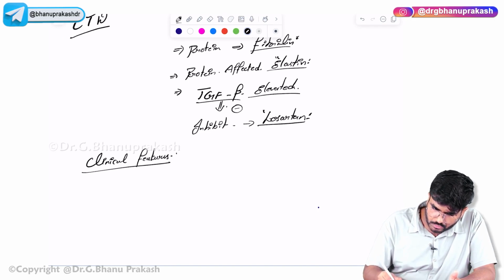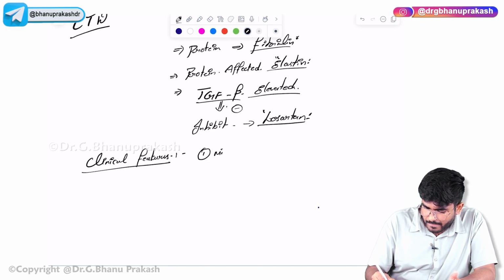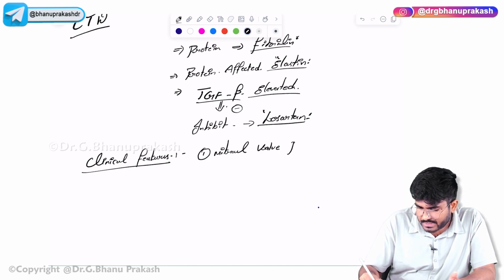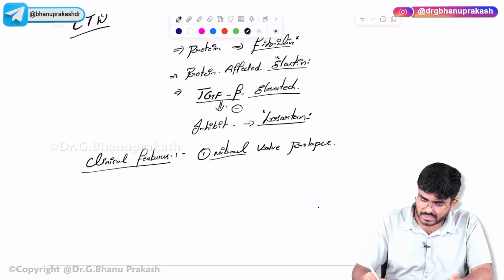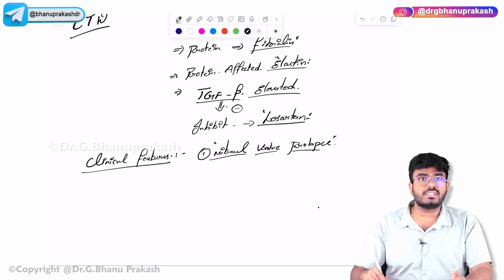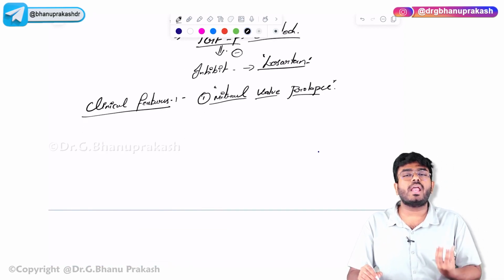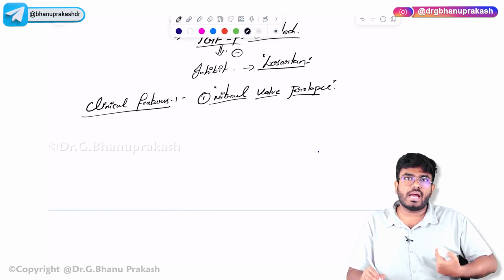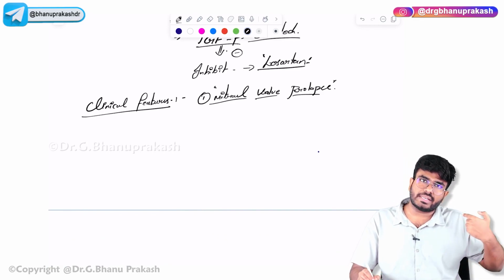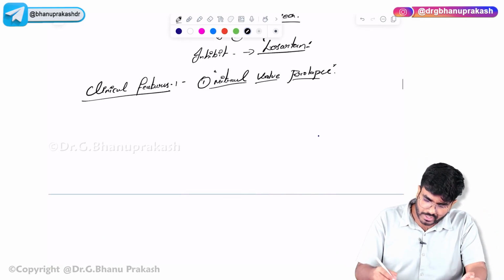Clinical features are going to be, first, mitral valve prolapse. One of the most important causes of mitral valve prolapse is Marfan syndrome. The mitral valve, which is present on the left side of the heart, is going to prolapse into the left atrium with every heartbeat. Mitral valve prolapse can even lead to mitral regurgitation. Okay, so mitral valve prolapse.